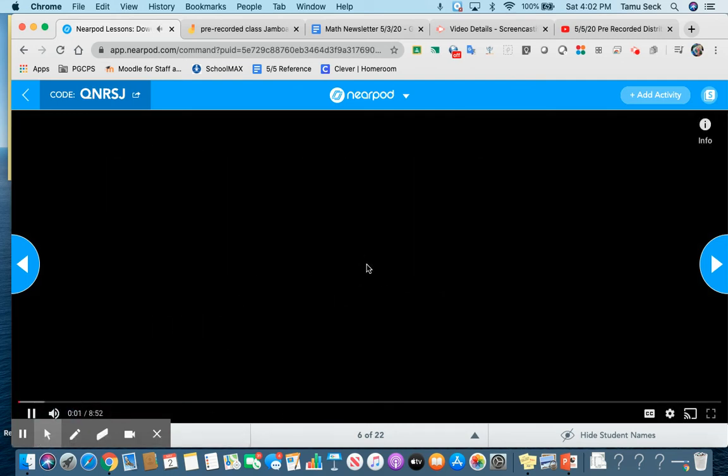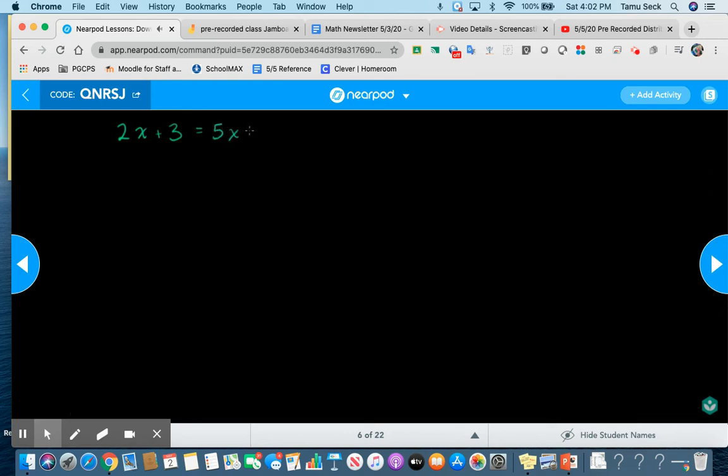Let's try to solve a more involved equation. So let's say we have 2x plus 3 is equal to 5x minus 2. So this might look a little daunting at first. We have x's on both sides of the equation. We're adding and subtracting numbers. How do you solve it?